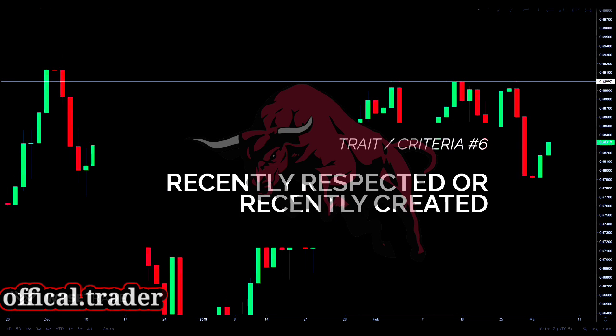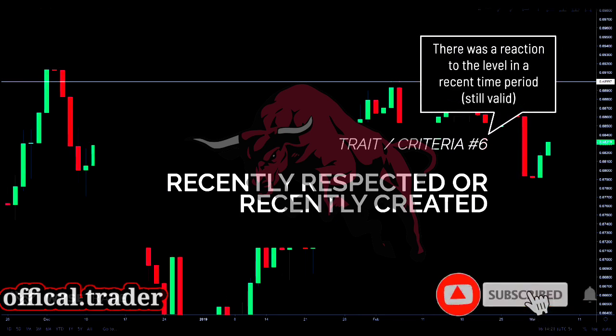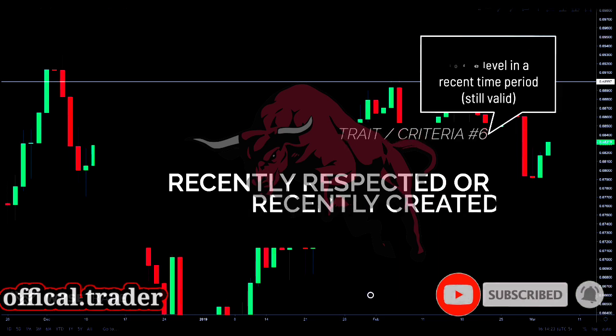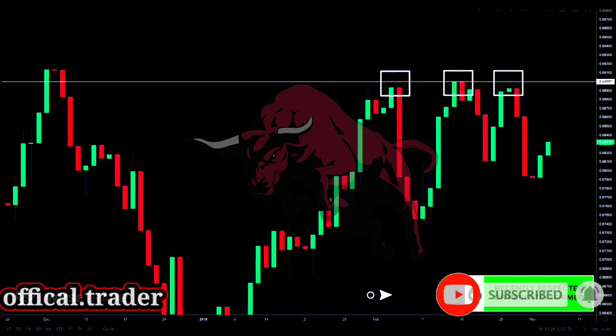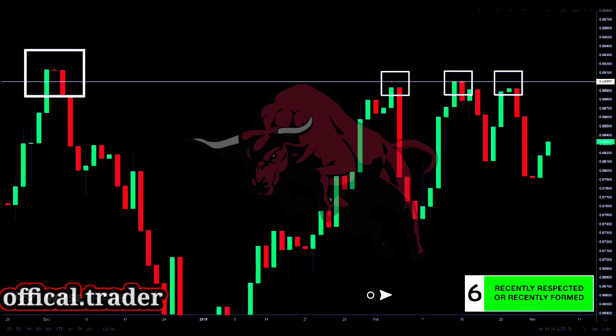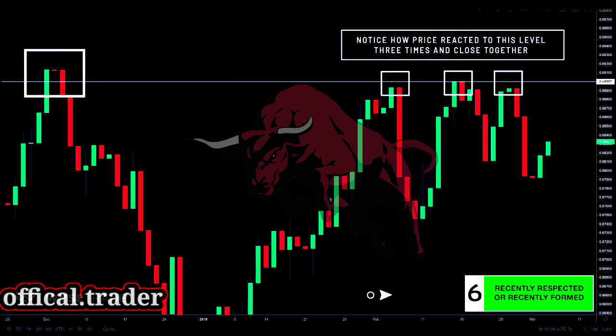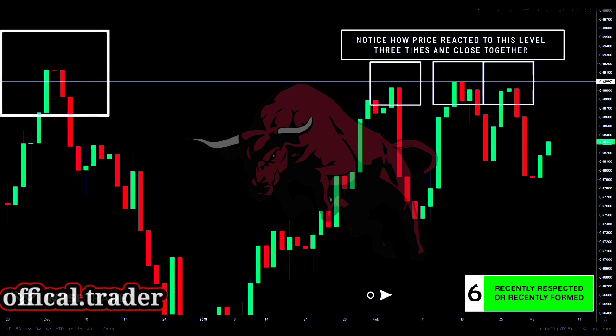Trait number 6. Recently respected or recently created, meaning traders took action at the level in a recent time period. As you can see, we had 3 rejections of this area of resistance, meaning it is still valid in a current time period. If you look further back, you also have a swing high up here, but the recent rejections are always more effective, as they are current and new.